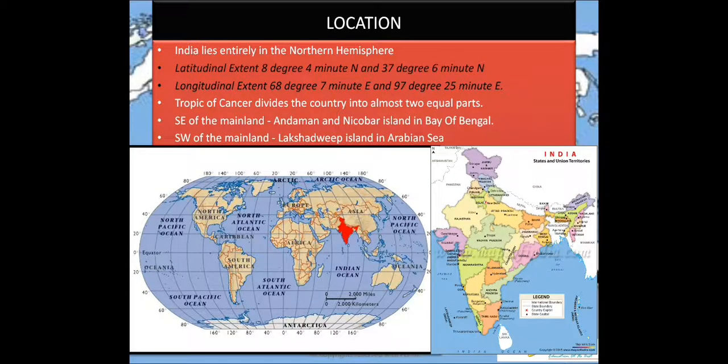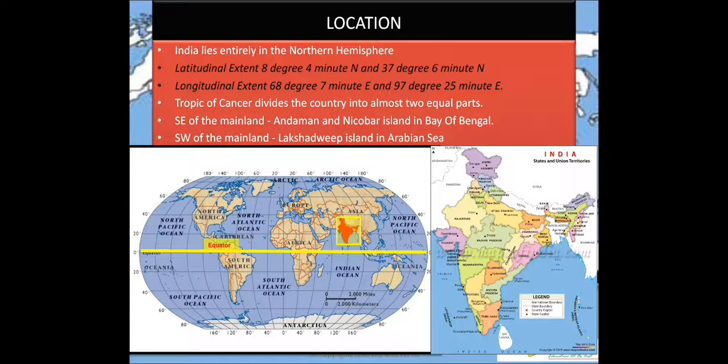If you look at the world map, you will clearly find that India is located in the northern hemisphere, that is north of the equator. Now, check out the latitudinal and longitudinal extent of India, which has been boxed in the map. So, the latitudinal extent is from 8 degree 4 minute north, which touches the southernmost point of India, and 37 degree 6 minutes north, which touches the northernmost point of India.